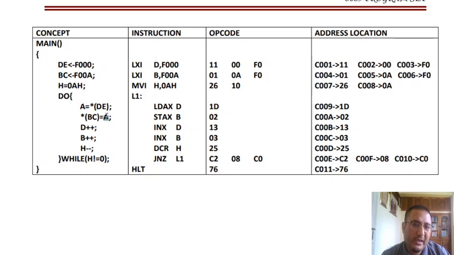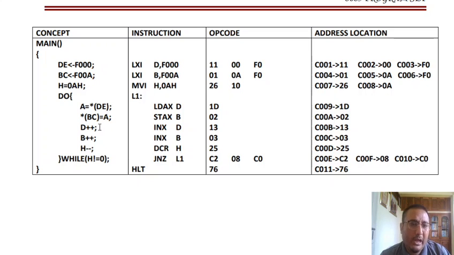Likewise, the content of A is being moved to the location whose address is held by BC pair. BC pair is holding the starting address of the destination sequence. So now the content of A will be moved to F00A. So from F000, the value is extracted and placed in A, and from A, the value is placed in F00A, the destination sequence, right? So this is how it actually works. This asterisk is used for representing the indirection operator, because this is a kind of pointer notion, right?